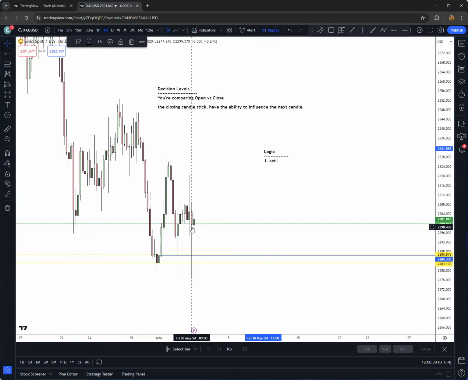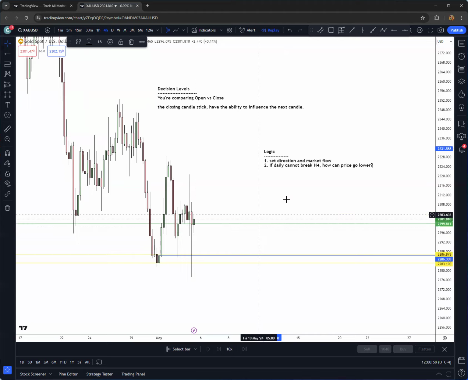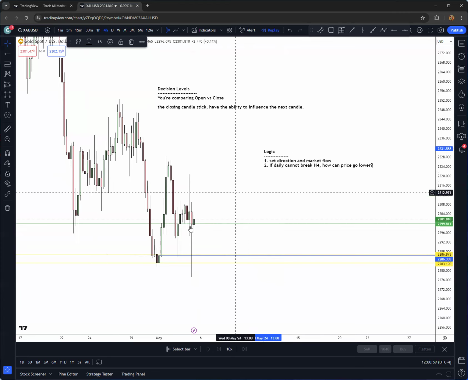One, set market direction and market flow. Two, if daily cannot break H4, how can price go lower? That's the question that you have to ask yourself.